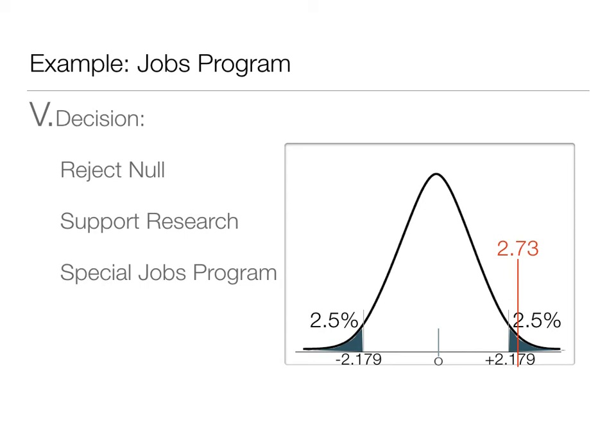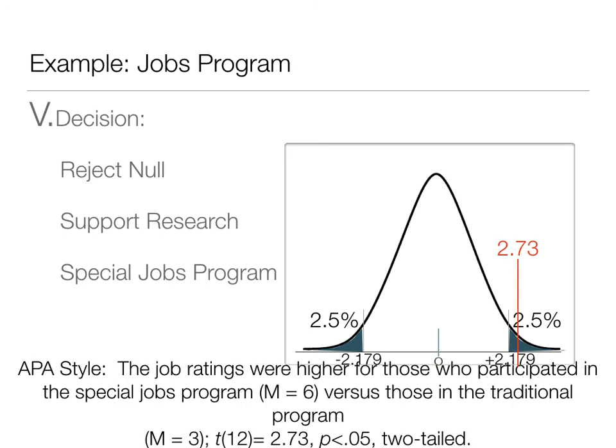So if you have problems with cutoffs or critical values, drawing the picture is always okay. You can even just draw yourself a number line and say, okay, anything towards the tails, towards the outside is where we're cutting it off. Is this number in that area? Here it is. So again, we're able to reject the null, support the research hypothesis. That special jobs program is making a difference.